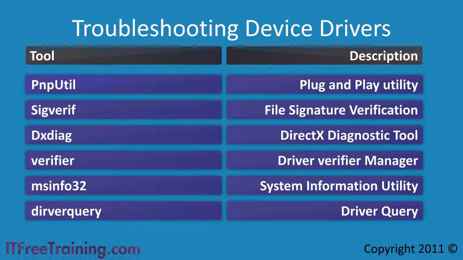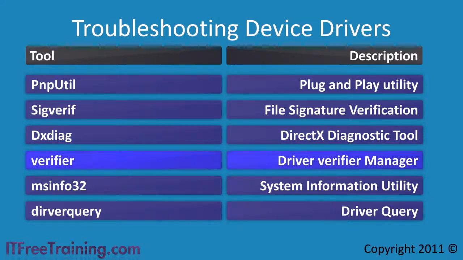First, I will look at the Plug and Play utility. This utility allows you to add device drivers to your system. Next, I will look at the File Signature Verification tool. This tool confirms that files are from the correct sources and have not been tampered with or changed. Following this, I will look at the DirectX Diagnostics tool. Aimed at DirectX related hardware, but still a good tool for troubleshooting your hardware.